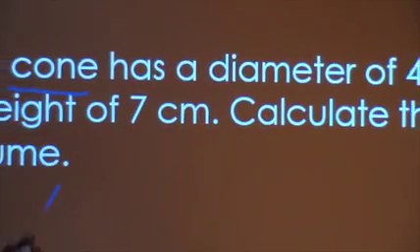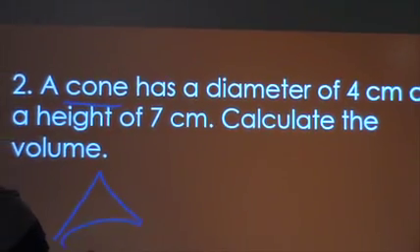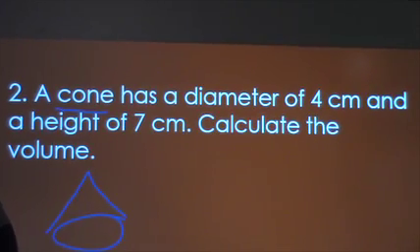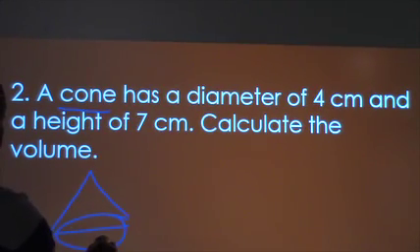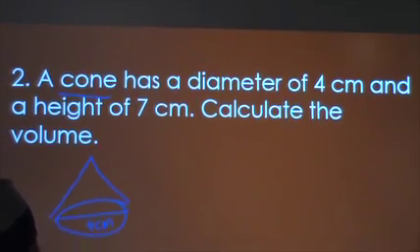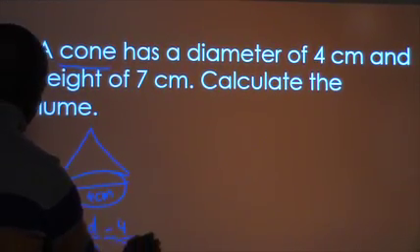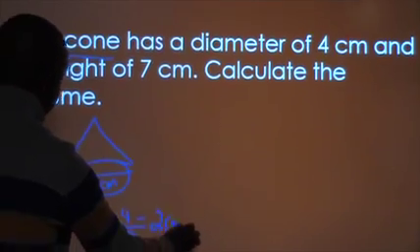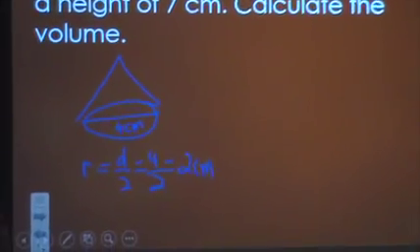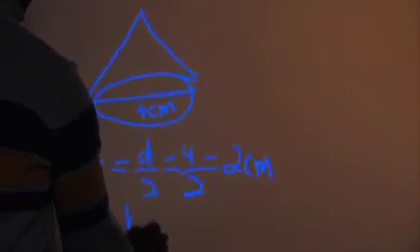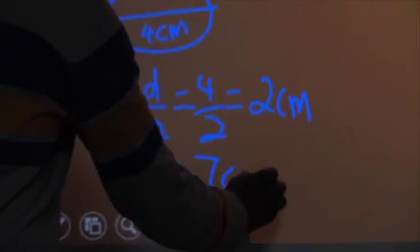Let's go to number 2. So here we have a cone. That's a shape like this. We've been given here that the diameter of this cone is 4 centimeters. So we know that the radius will be the diameter divided by 2. So that's 4 divided by 2, which is 2 centimeters. So that's another piece of information we have. And we've been told that the height h here is 7 centimeters. So what's the formula for the volume of the cone?